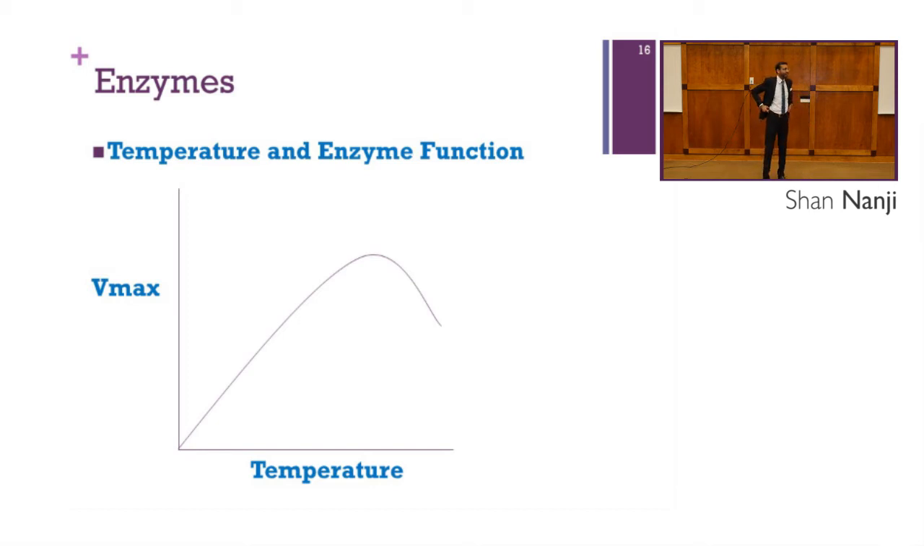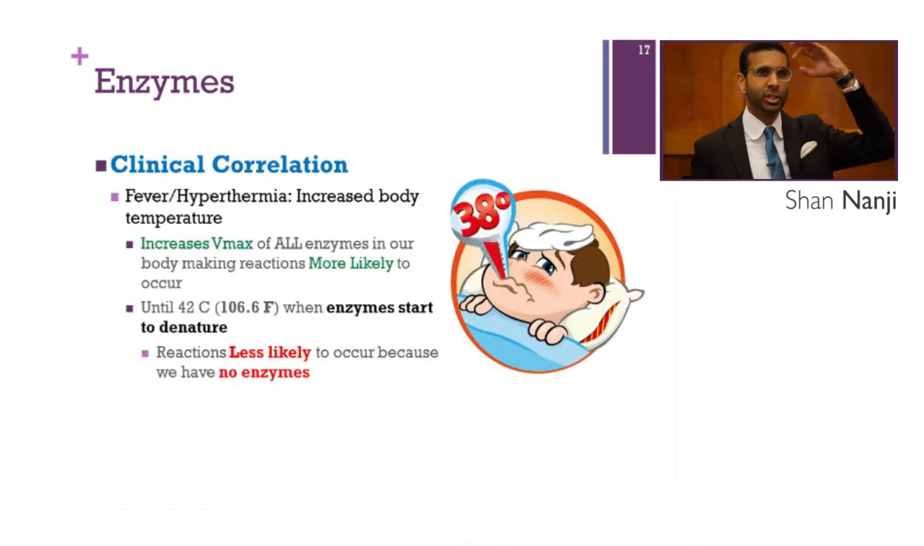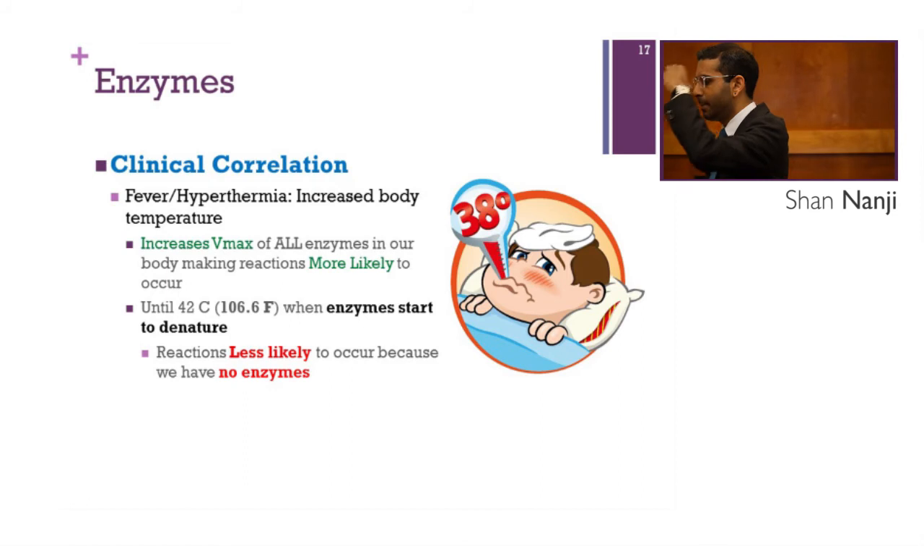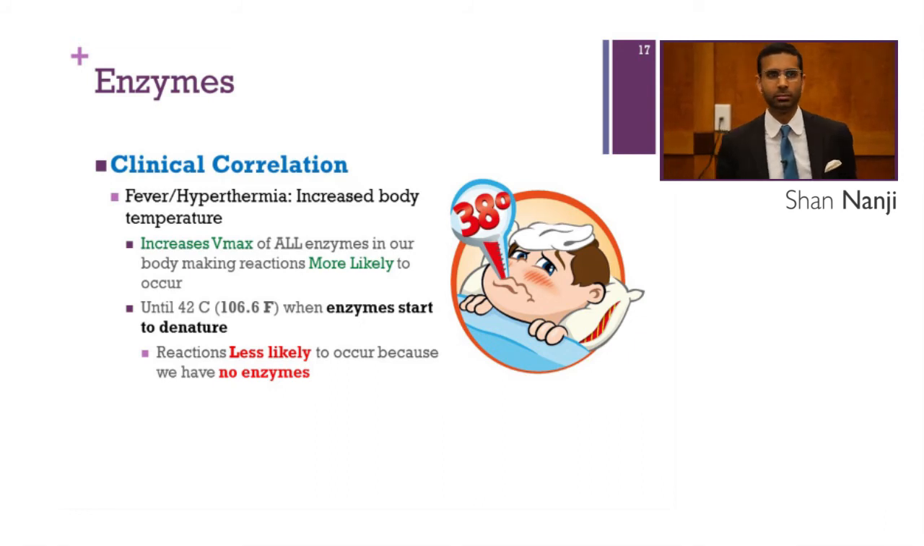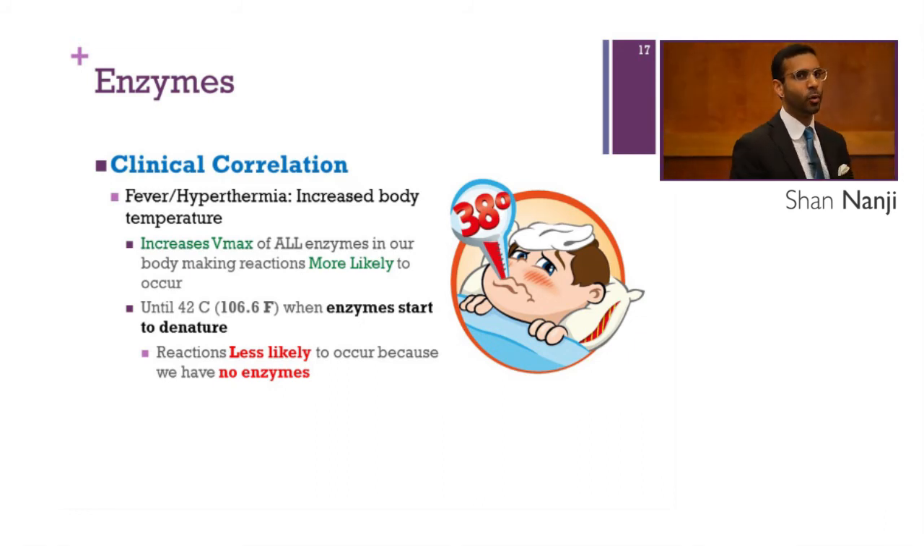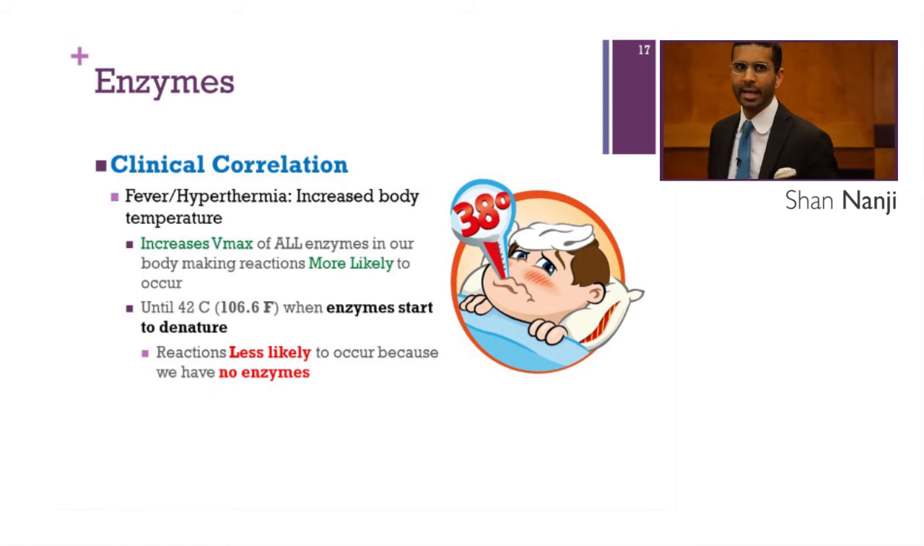Clinical correlation. Let's talk about fever and hyperthermia. In fever and hyperthermia, body temperature goes up. This increases the Vmax of all of your enzymes, which makes the reactions more likely to occur, until about 42 degrees Celsius or 106.6 degrees Fahrenheit, when enzymes start to denature. The reactions then become less likely to occur because we have no enzymes.